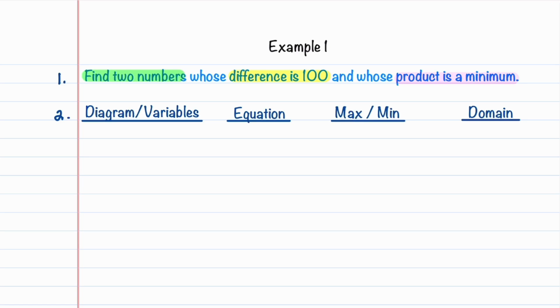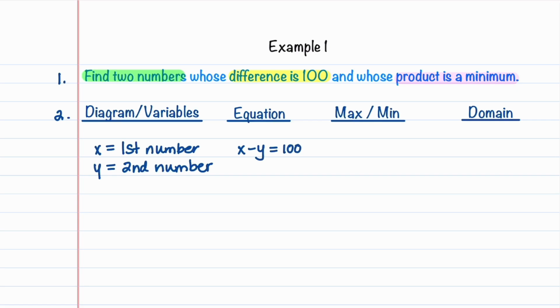Since we need to find two numbers, let's let x be our first number. And then let's let y be our second number. Now let's think about the equation that relates these two numbers. Our problem tells us that the difference between these two numbers is 100. So we can write down that x minus y is equal to 100.